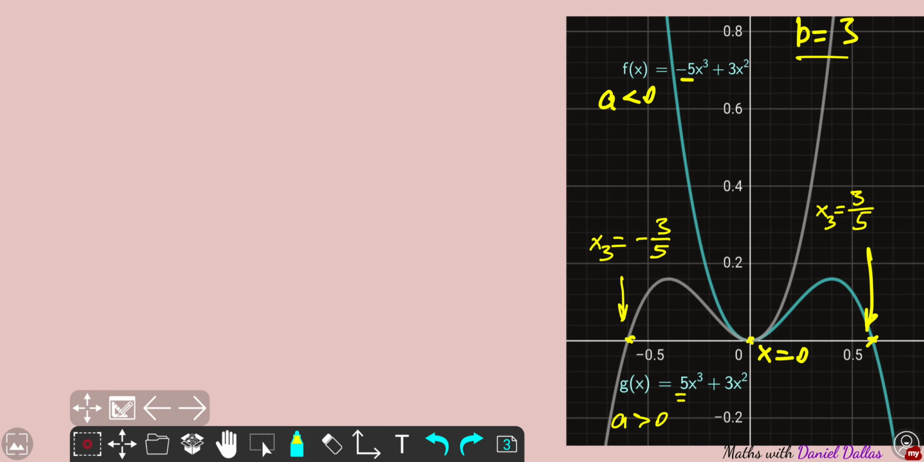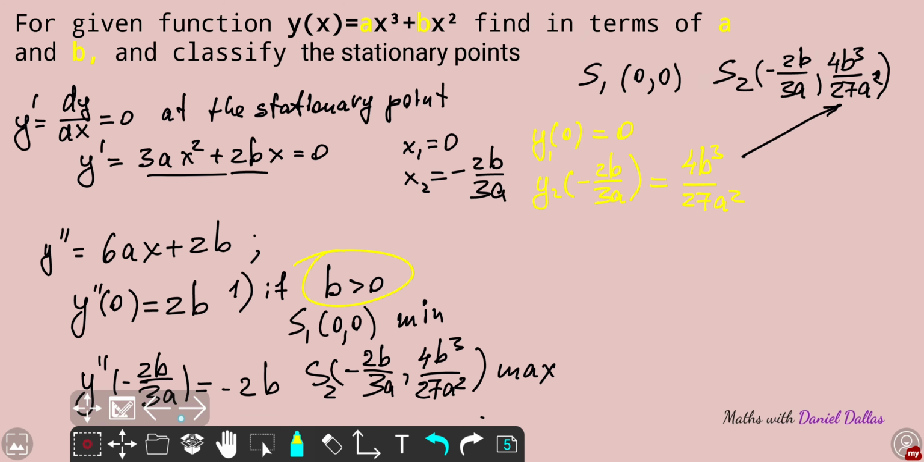We definitely have this case. So b is positive, it's 3. Depending on the sign for a, we have different types of polynomials. However, we still know that x equals 0 is the point for local minimums, and we can check it. So x equals 0, that's a minimum.